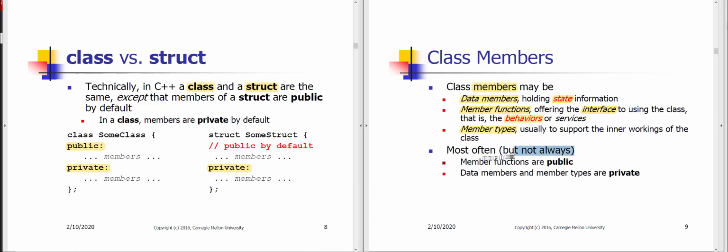Generally speaking, member functions provide the public interface to the class, and so member functions are usually in the public section of the class. Data members and member types, on the other hand, are generally private and only used internally by the implementations of the member functions themselves.